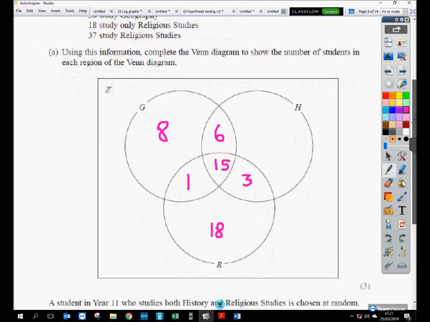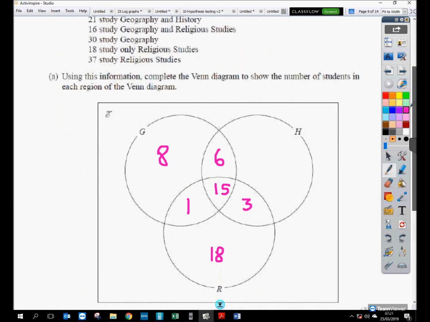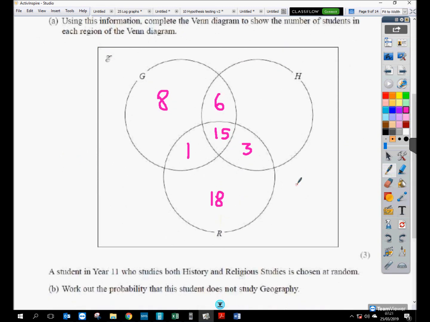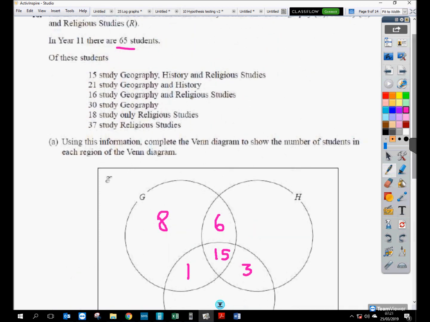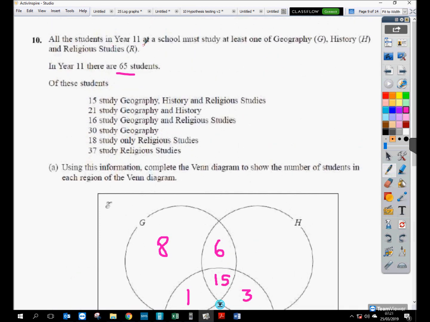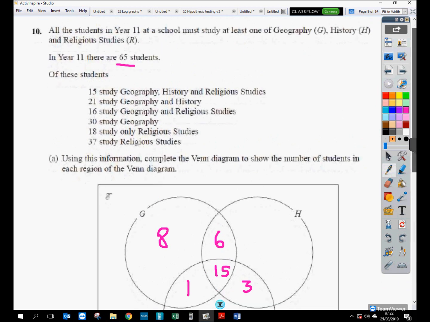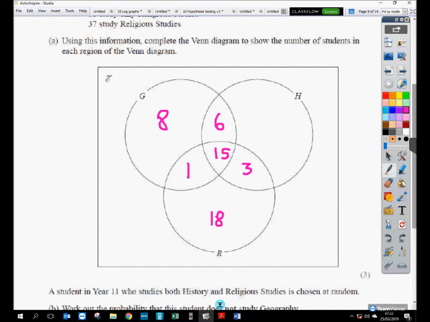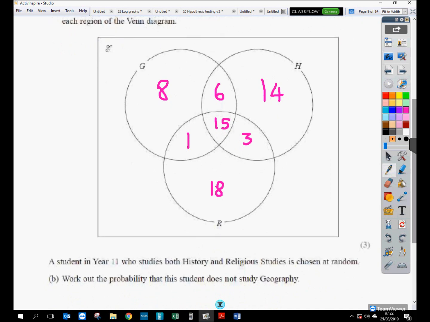Now, if you add them up and subtract from 65, there's 14 left. It might be quite tempting to write 14 outside of the circles, but it does tell you at the beginning of the question, all the students in year 11 must study at least one subject. So there is nobody outside of the circles, so the 14 will be here inside the circles. It's the only other section you can go in. Okay.